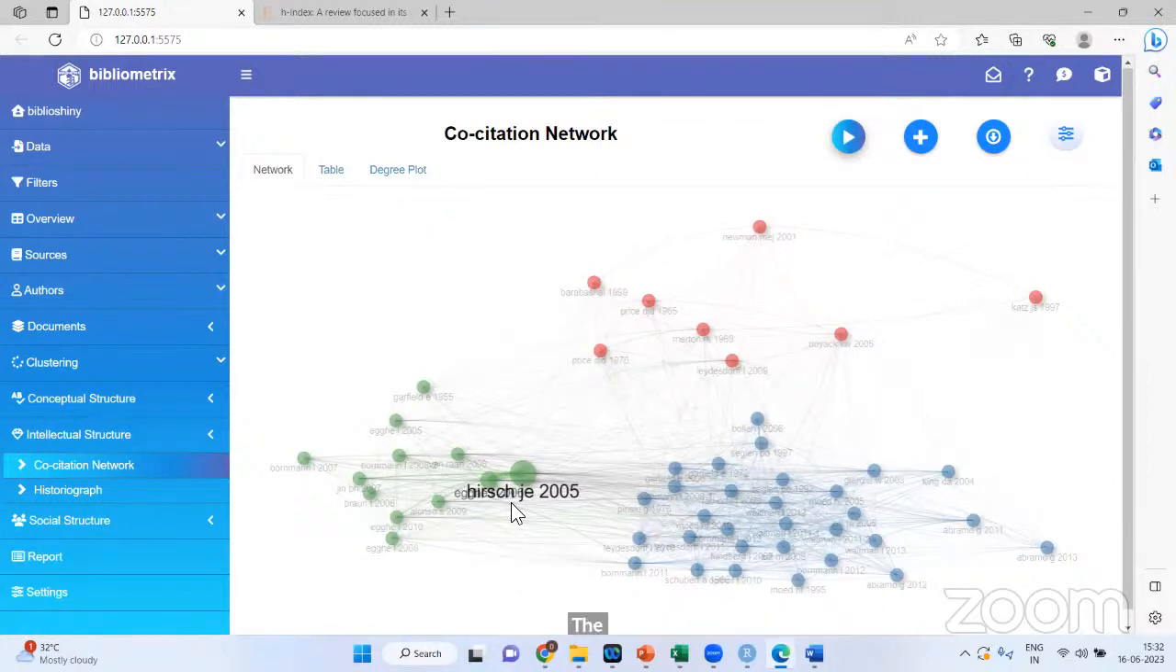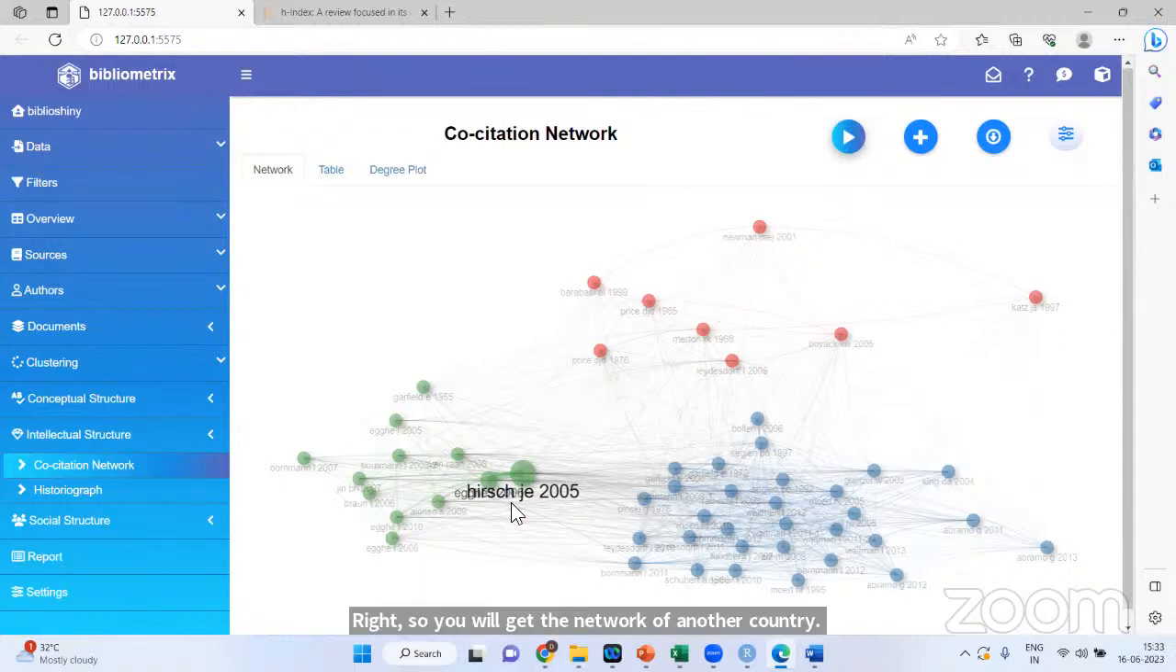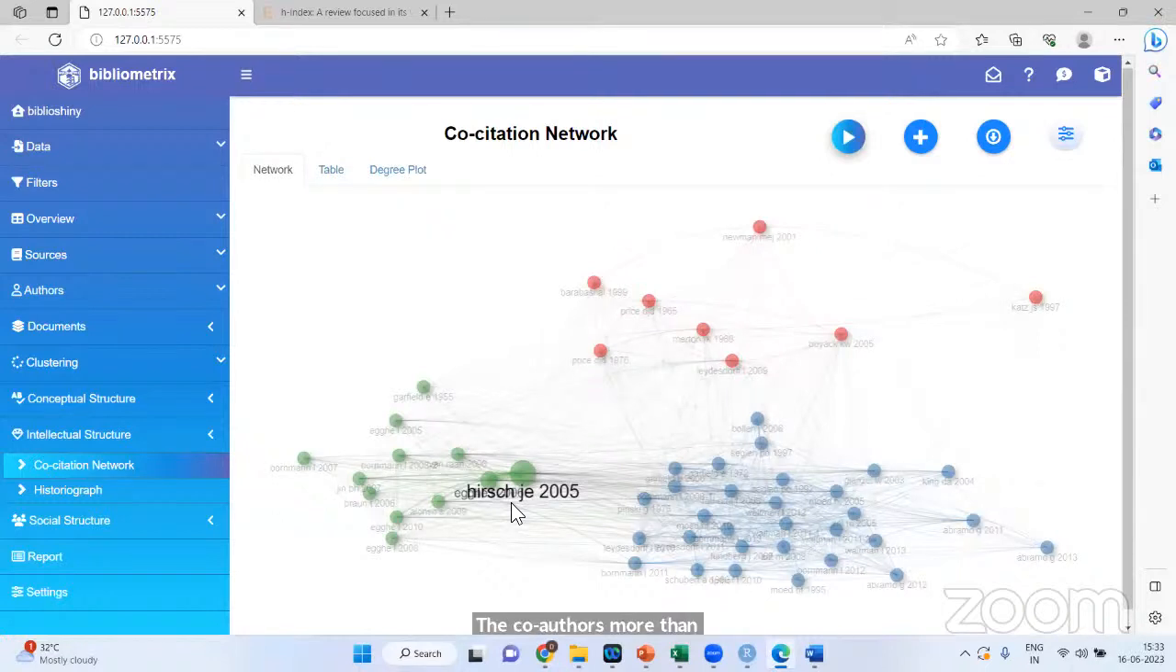The first criterion, as I have told you, is that the co-author should have more citations. Okay. Second thing is always try to have a co-author from another country. Right. So you will get the network of another country. Third, always try to have a co-author from different disciplines. Okay. The more the co-authors, the more the network, because each co-author brings his or her network, which other authors are able to leverage. You will have to work in a team.